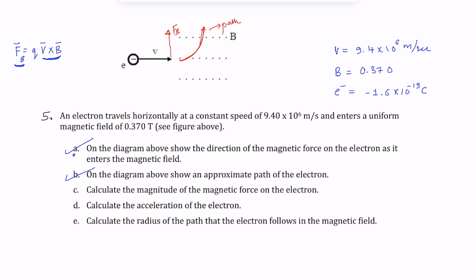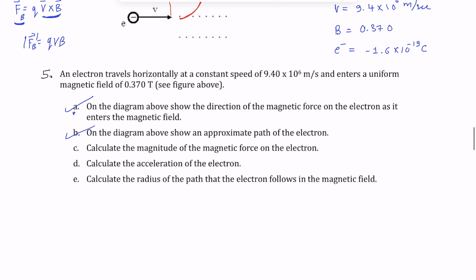Calculate the magnitude of the force on the electron. So we're talking about just the magnitude, right? So let's make one thing clear, that FB is going to be QVB sine theta, because the angle between V and B is 90 degrees. So when you do the cross product formula, there's a sine 90 in there, and sine 90 is equal to 1. Now that will be just QVB.